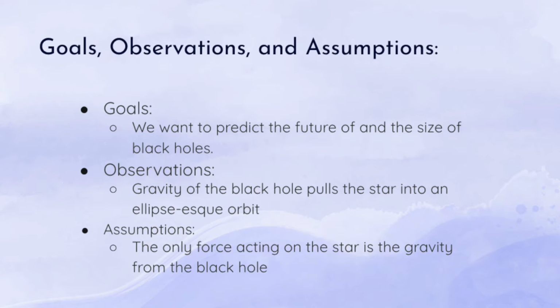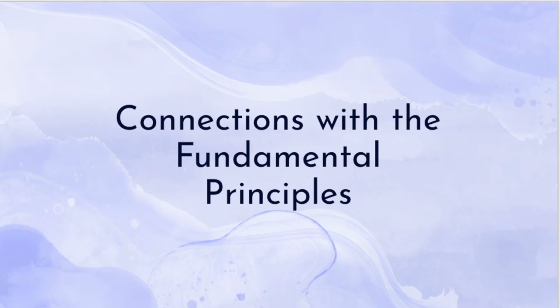We will observe that the gravity of the black hole pulls the star into an ellipse-esque orbit pattern because the force continuously pulls perpendicular to the star's motion. And we will assume that the only force acting on the star is the gravitational force from the black hole. The connections with fundamental principles are as follows.